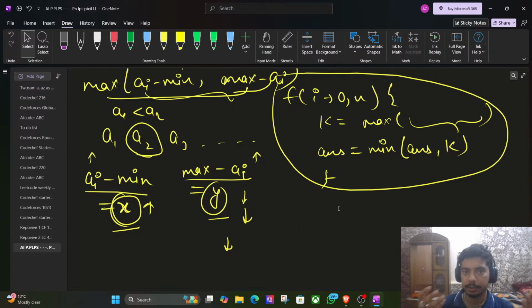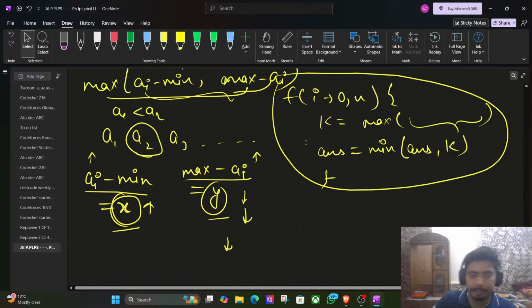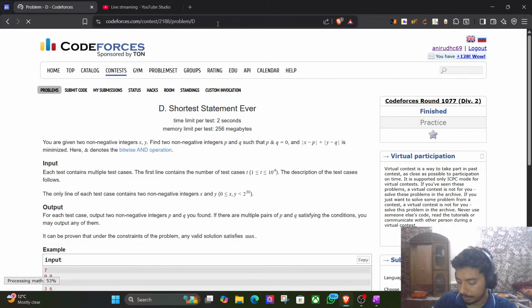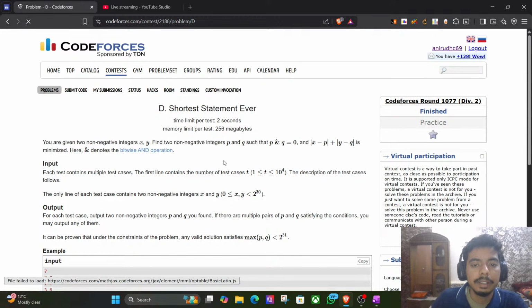Any doubt, or we can just move to D? Clear. Okay. So let's move towards problem number D. Yes, C was too easy because C was Division 1A, so that's why this time it was easy. If it was a normal F2, it might have been a little harder.